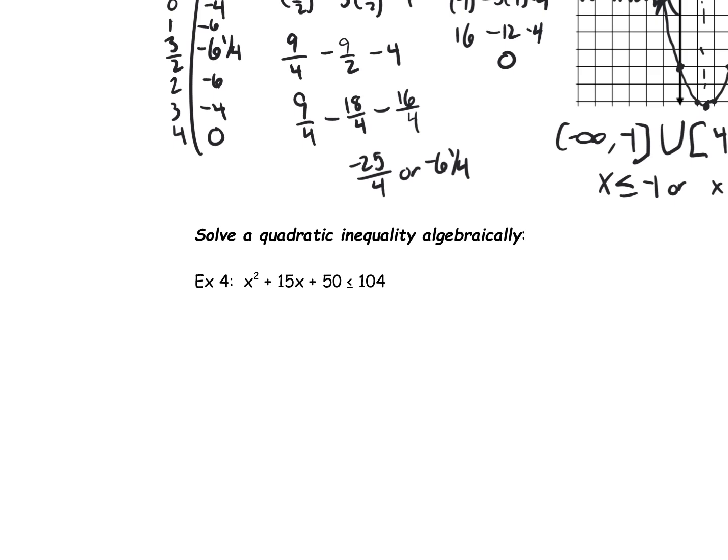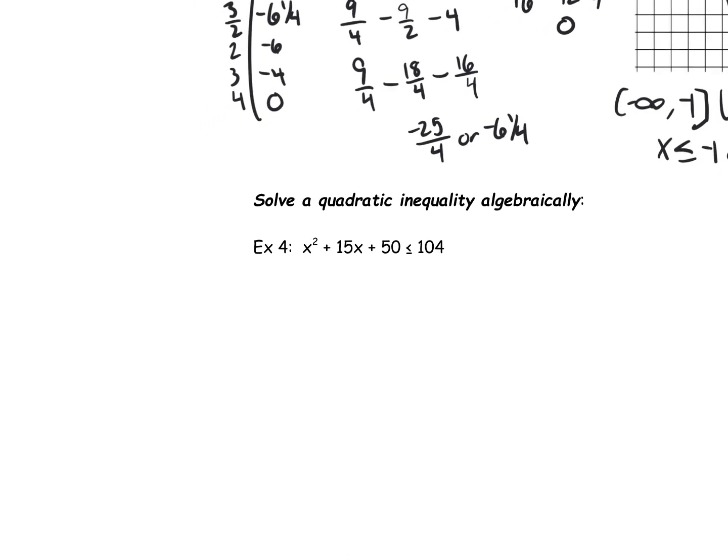First thing, to solve this algebraically, again, is to turn this into an equation. X squared plus 15x plus 50 less than or equal to, or sorry, not less than or equal to, just equal to 104. So the only thing that changed there is changing the sign from less than or equal to, to equal to. All right, now what we're going to do is we are going to solve this equation like we would always solve an equation.